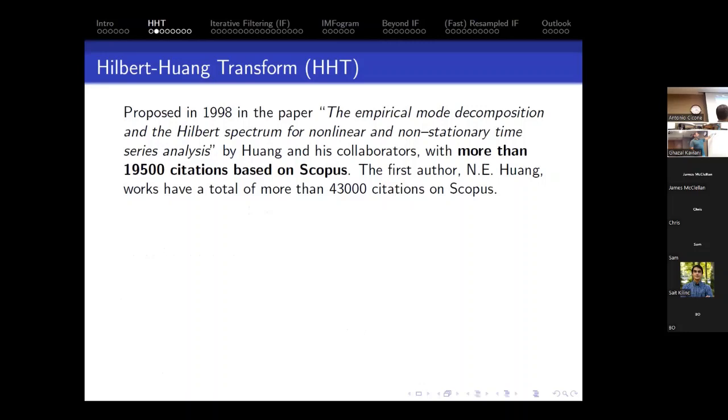I just let you observe this number, which is the number of citations of that original paper on Scopus. So that's not Google Scholar. If you check Scholar, it's way higher. And that's the number of citations of the first author. Consider that it is now going at more than 3,000 citations per year. The trend is increasing linearly, so the number of citations keeps on increasing in a crazy way.